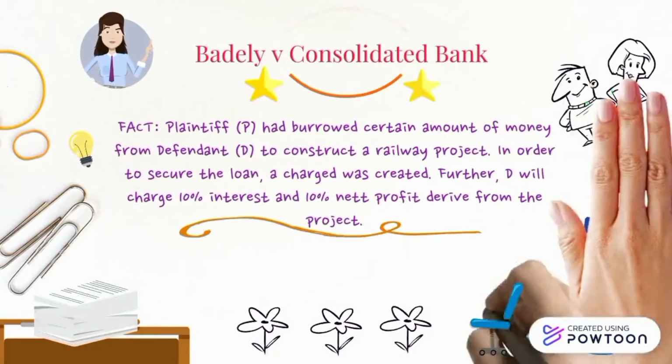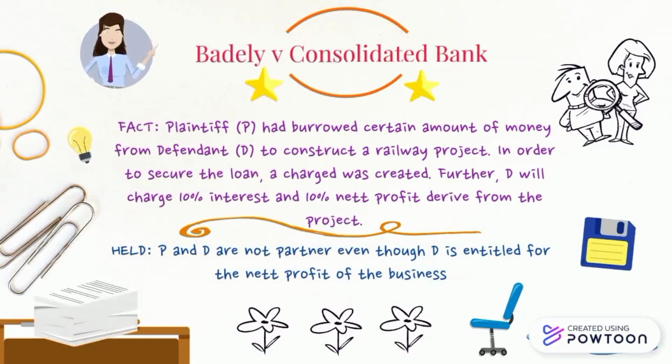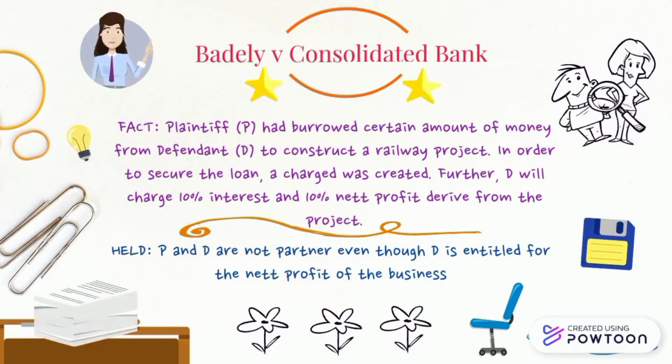In the case of Batley against Conciliated Bank, the plaintiff had borrowed certain amount of money from defendant to construct a railway project. In order to secure the loan, a charge was created. Further, D will charge 10% interest and 10% net profit derived from the project. It was held that P and D are not partners, even though D is entitled for the net profit for the business.